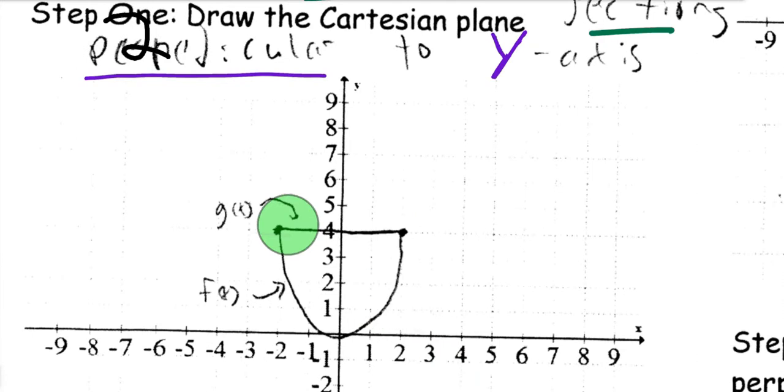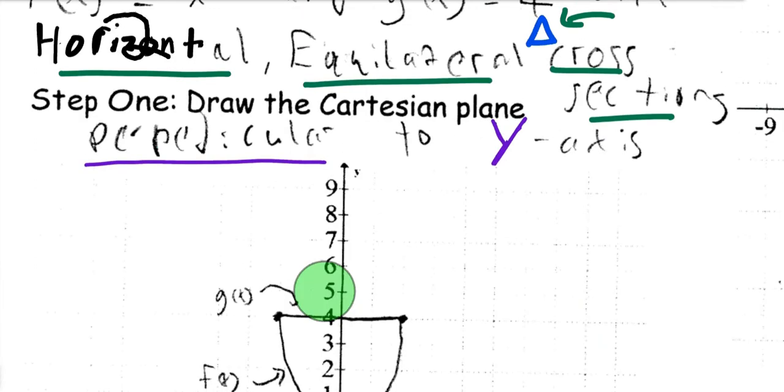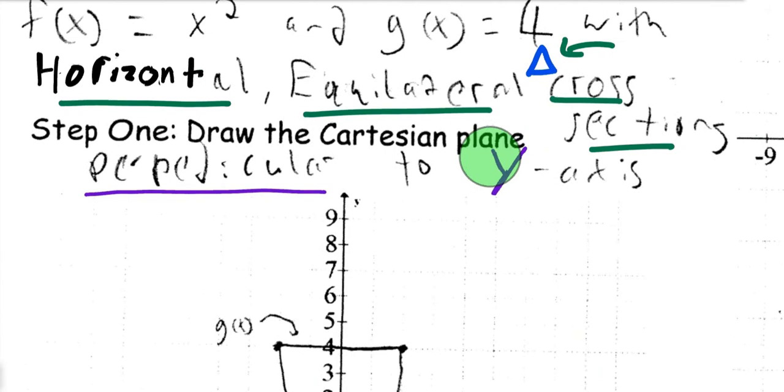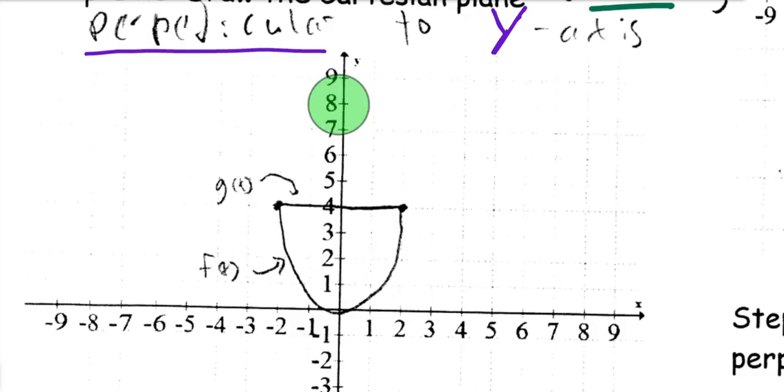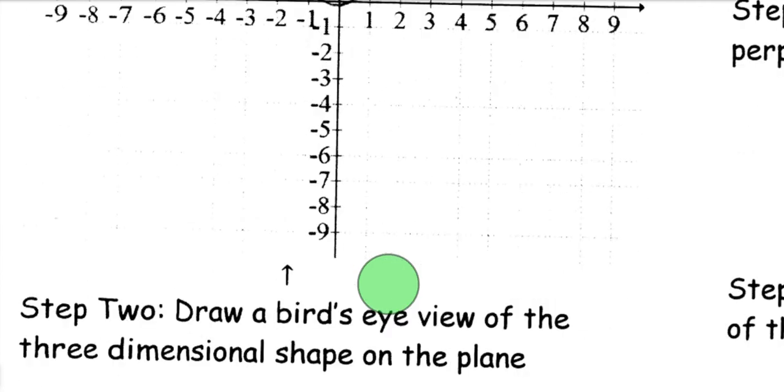Here are our two graphs, g of x equals 4 and f of x equals x squared. However, if you go back and read the problem, it says it needs to be perpendicular to the y-axis. And those cross sections are going to be horizontal. So that means our cross sections are going to be going this way. Therefore, they will be perpendicular to the y-axis, whereas in the last example, they went this way. So we want to sketch all of this stuff.